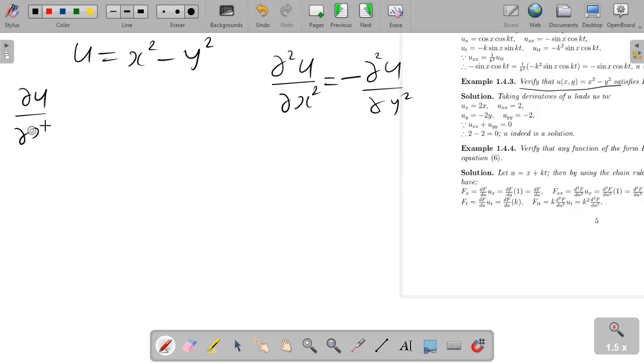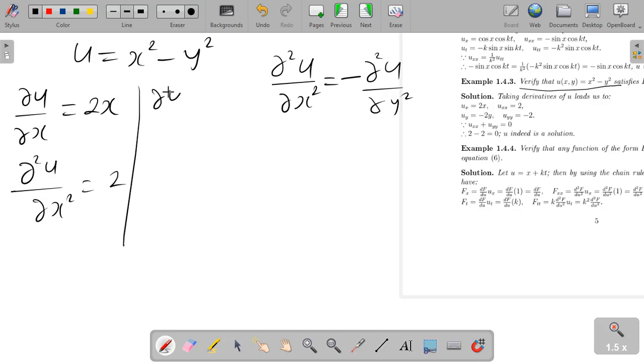I'm going to have just 2x. This is a constant and they are not together, so I'm not bringing it here. But if they are together, I'll bring it here. They are not together, so differentiation of this is gone, 0. So the second one, partial squared u over partial x squared, will give you 2. Now for y: partial u over partial y is giving me minus 2y. Differentiate here is 0. So partial squared u over partial y squared will give you minus 2.